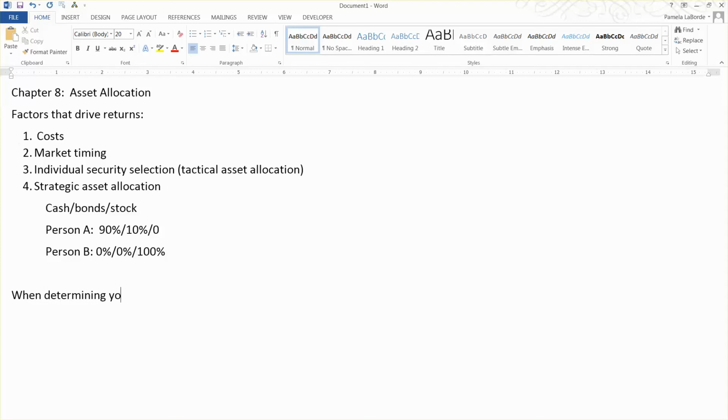So, when determining your asset allocation, you need to consider a few things. The first is your goal, your financial goals.